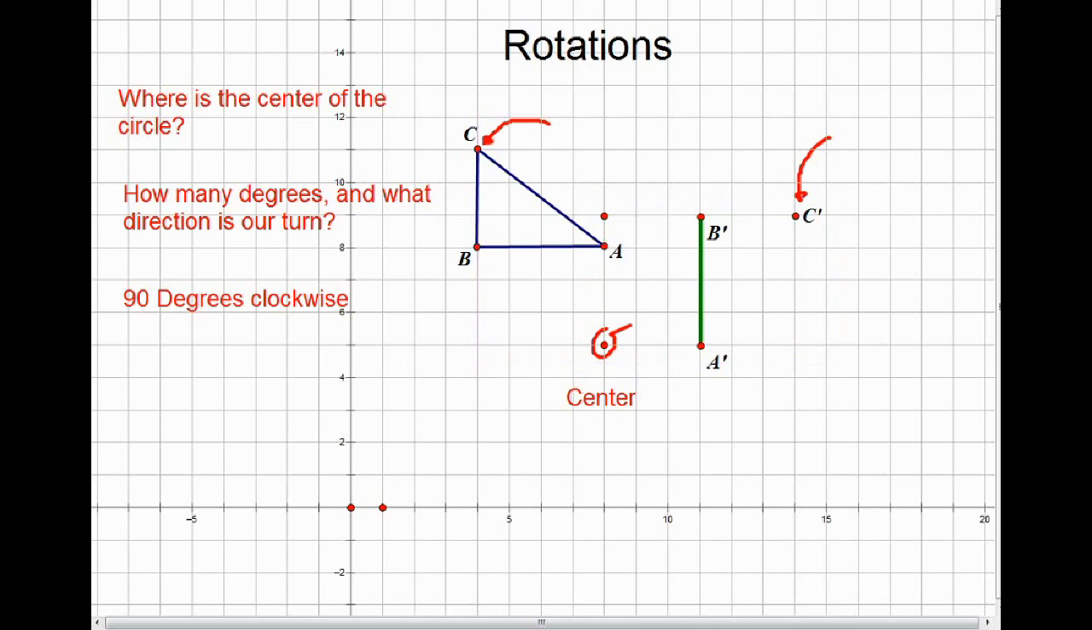If we join our vertices A prime, B prime, and C prime together, our rotated image ends up looking something like that. And again, each one of these vertices was turned 90 degrees clockwise about the center that was given.